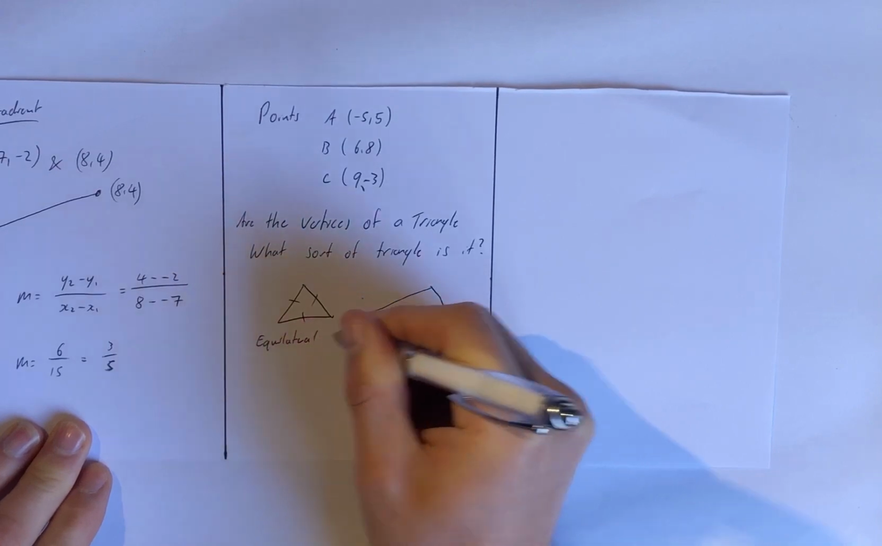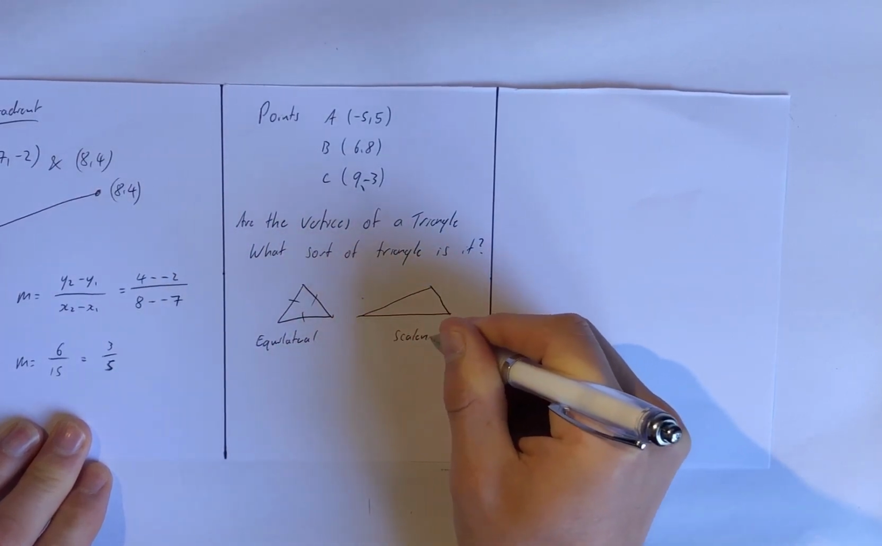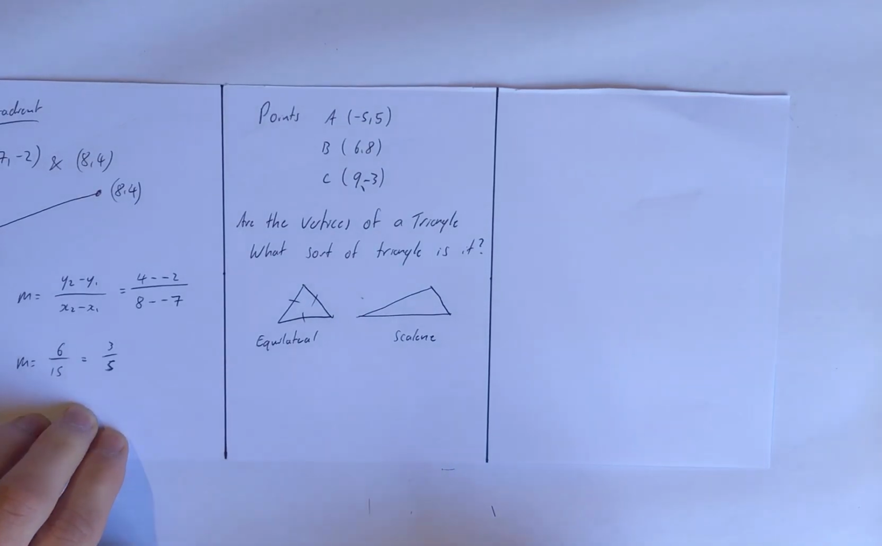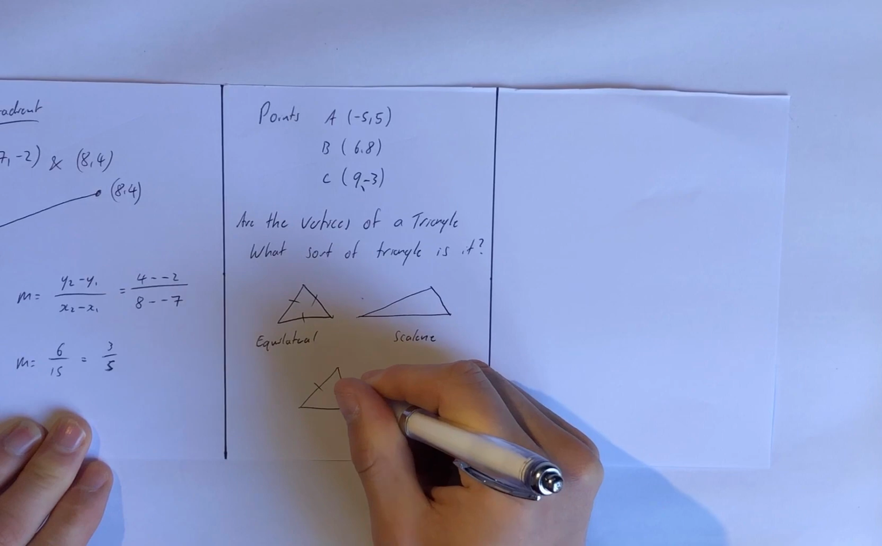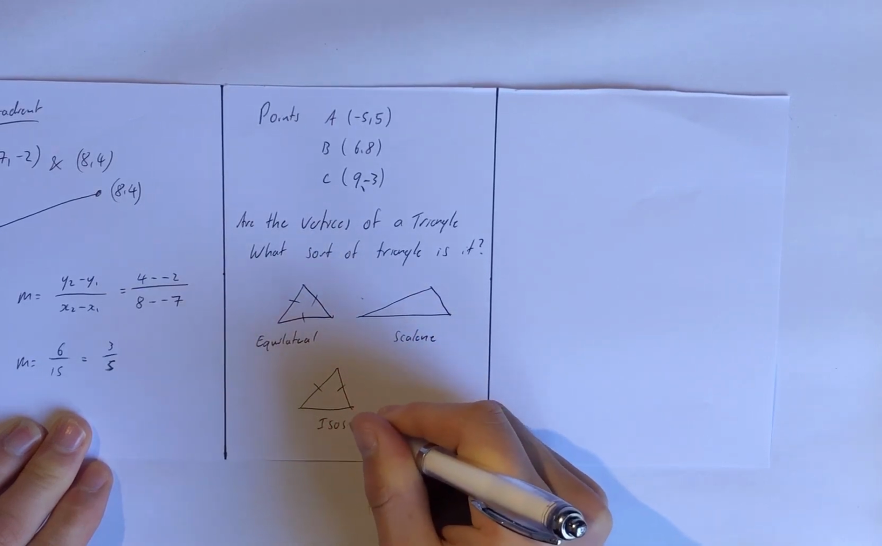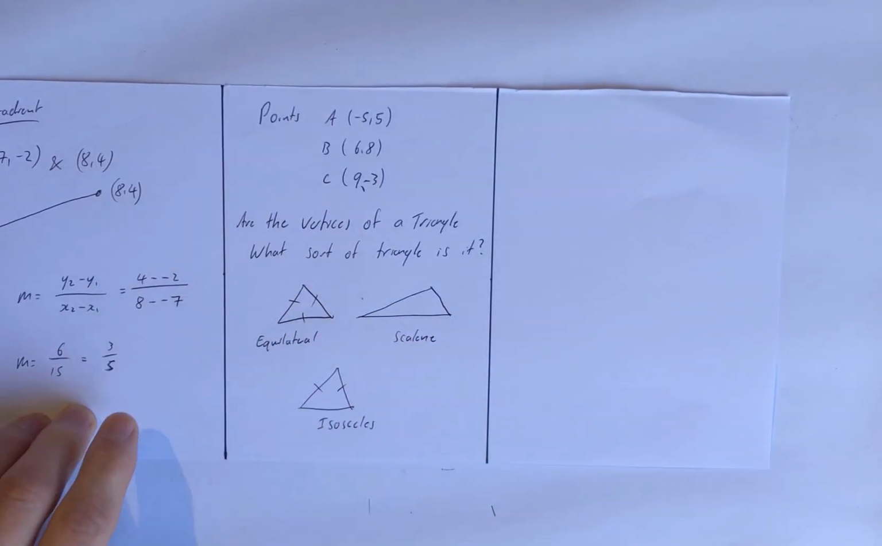Equilateral. Scalene, it's the ugly one, scalene, scaly. I remember that from primary school. And you've got isosceles. So that's the 3 triangles it could be.